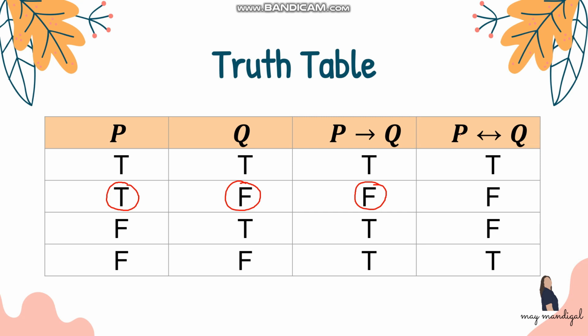And then for our biconditional proposition, it will only be true given that our propositions have the same truth value. So if they are both true, the biconditional is true. If they are both false, then the biconditional is also true. If they are different, then you will get a false value for our biconditional statement.